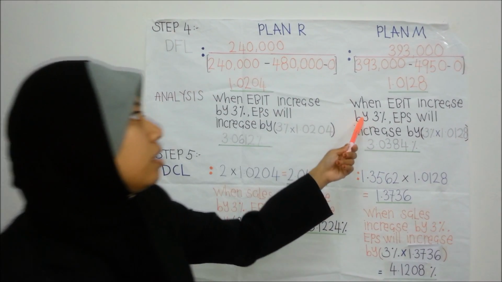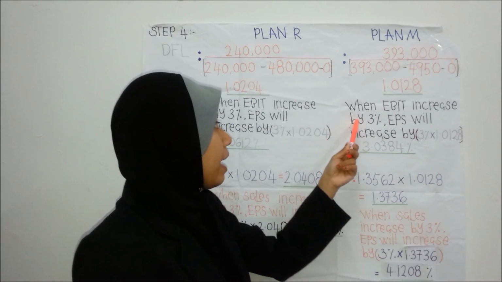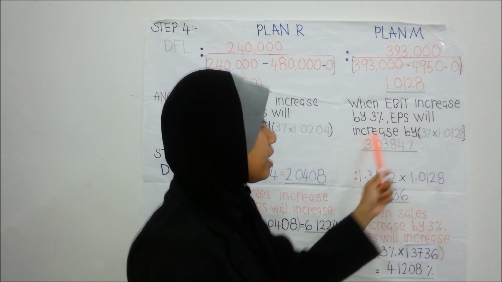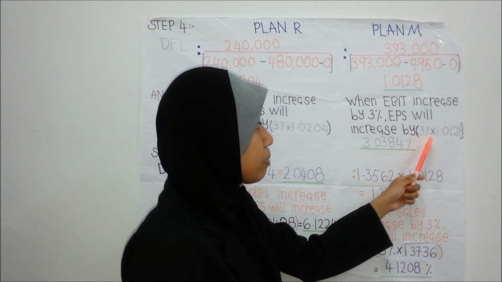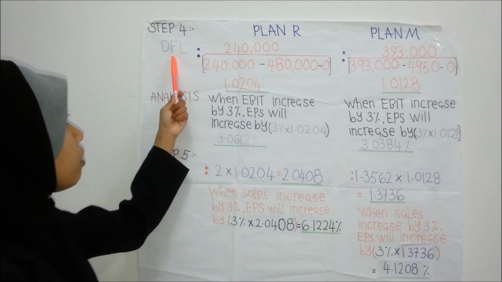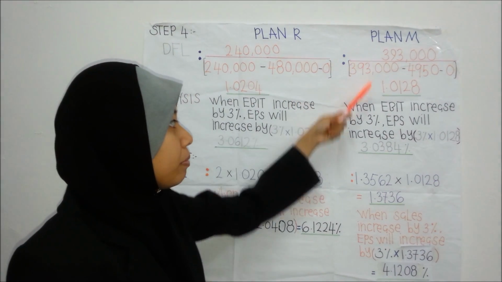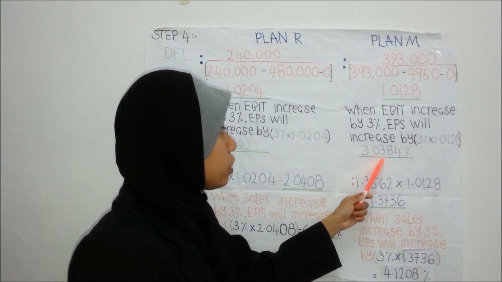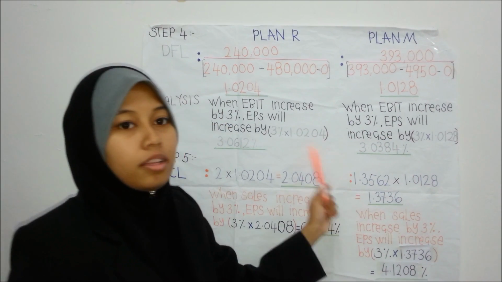We do the same with plan M, which is when EBIT increases by 3%, EPS will increase by 3% times 1.0128. We also get this from the calculation of degree of financial leverage for plan M here. And then you will get the total of 3.0384%.